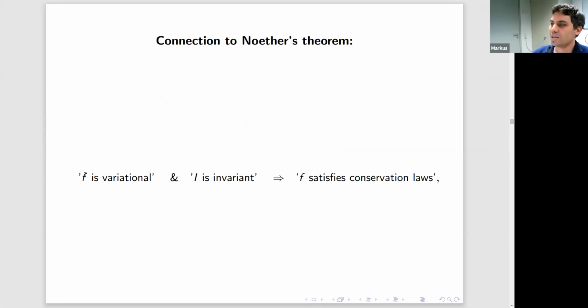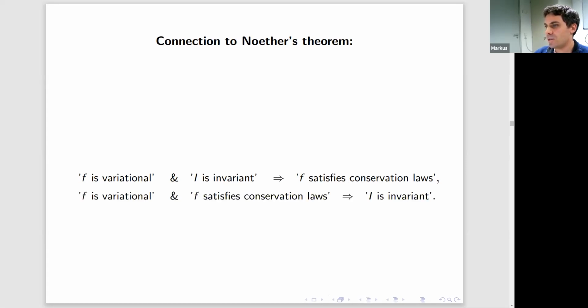So here is how you could formulate Noether's theorem. If you have a differential equation F, or such an expression, and if it is variational, then you have such an integral functional I. And if this integral functional is invariant, if you have symmetries, then you can prove that there must also be some kind of conservation laws. So this is usually the classical formulation of Noether's theorem, only in words.